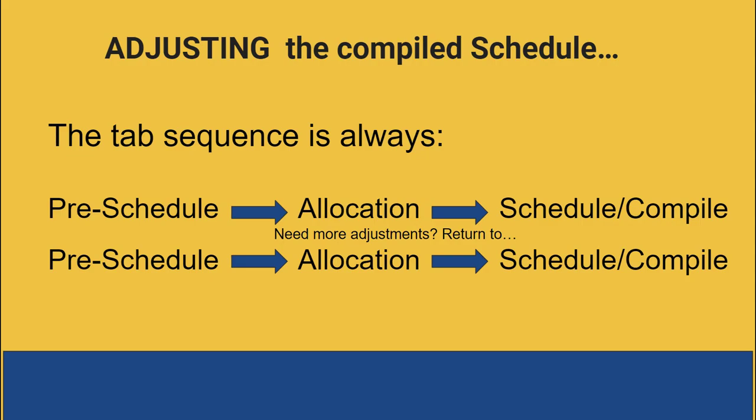The sequence for making either corrections or adjustments is always the same. Go back to the pre-schedule tab, make your adjustments, or go to the allocations and make the adjustments there, and then go to the schedule tab to recompile to save those adjustments. Please always return first to the pre-schedule tab.